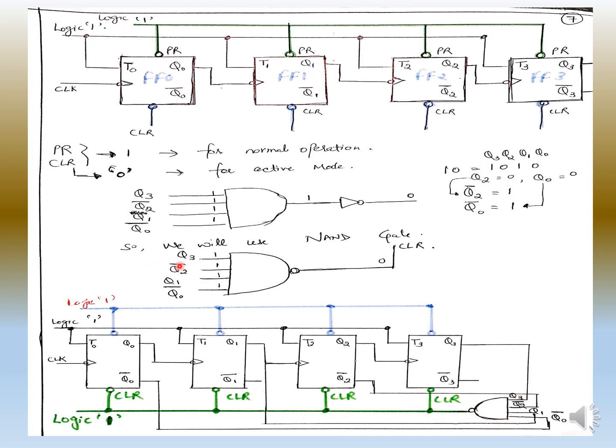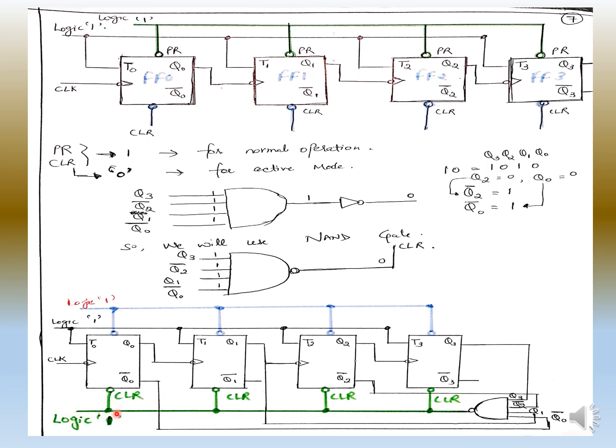As you have seen, the first input is Q3, so I have connected Q3 here, right? Second input is Q2 bar, so I have connected Q2 bar, this is my second input. Third input is Q1, so I have connected Q1 to the third input, and the fourth input is Q0 bar, so I have connected the Q0 bar here, and this is my NAND gate. It is giving me 0 here, and this 0 is going to all the clears, right?